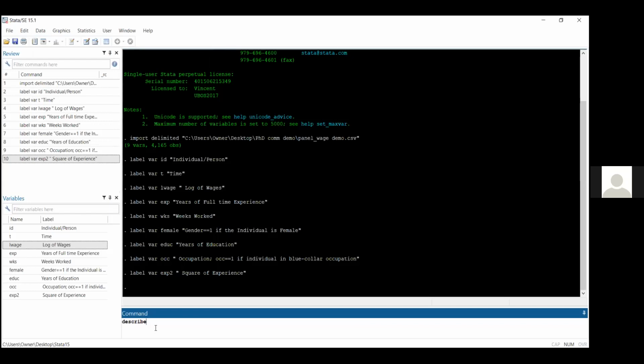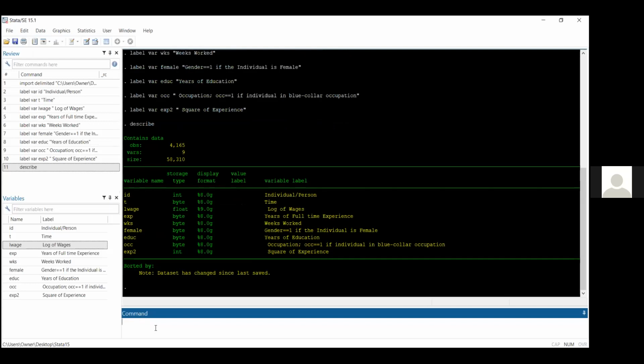So when I say describe, I just know what I'm working with. You may not have entered this data yourself, or you may have done it yourself, but you still need to understand what this is. So we are talking of 4,165 observations in total. This is the file size, the number of observations, and the variables, counting from ID up to experience squared, to get your 9 variables as listed there, and then this is the variable name.